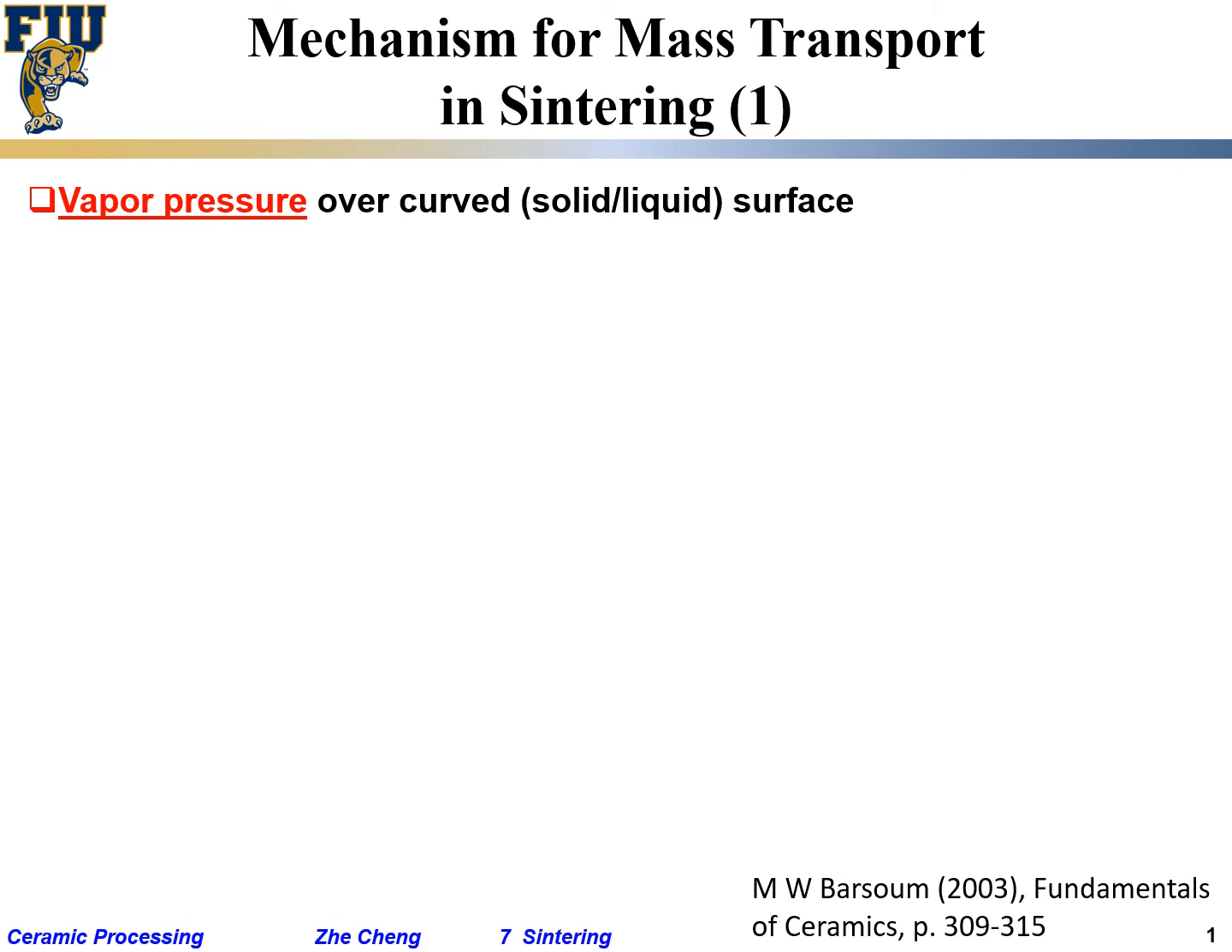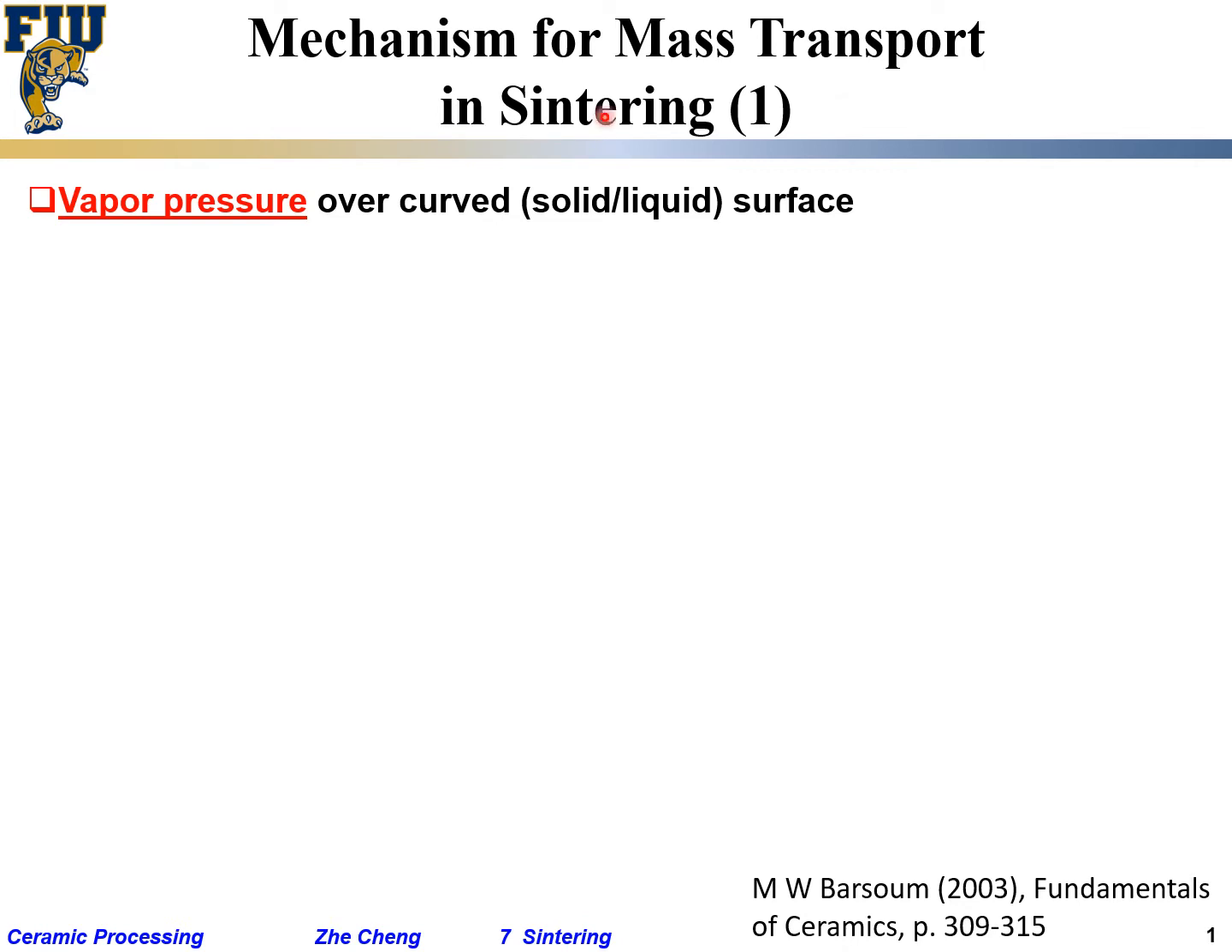So then let's talk just a little bit about the mechanism for sintering. For mass transport during sintering, we say mass transport because the material has to move from a certain location to some other location during sintering. You think, okay, the elimination of the pores, the grain growth, all these require the mass, the material, the atoms to move from a certain location to some other location.